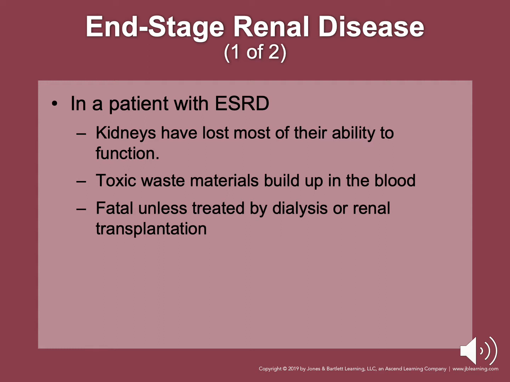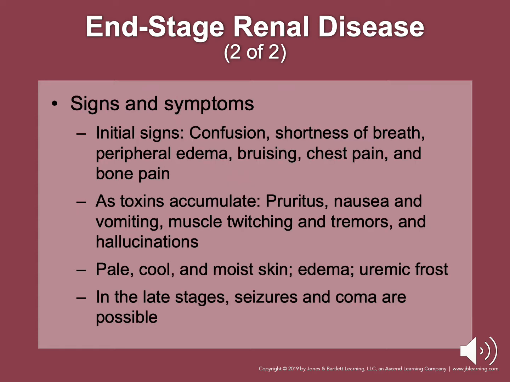Signs and symptoms: confusion, shortness of breath, peripheral edema, bruising, chest pain, and bone pain. As the toxins accumulate, nausea, vomiting, muscle twitching, tremors, and hallucinations may occur. Lethargy, headaches, cramps, and signs of anemia are in the late stages.